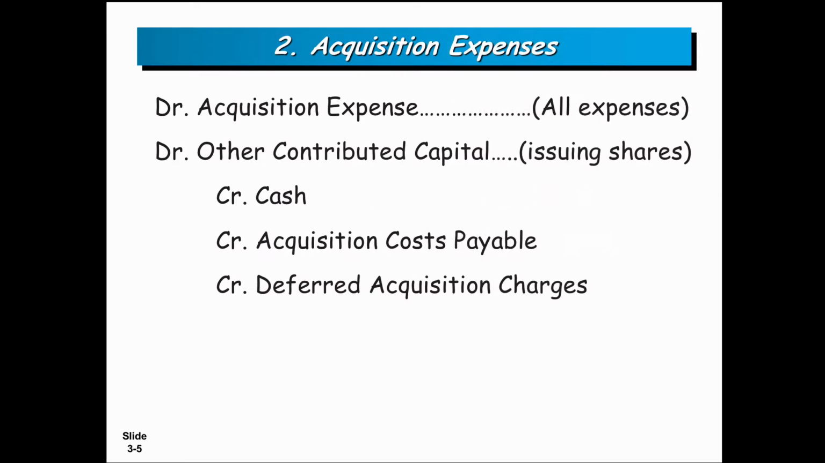Then, if the parent company is paying any expenses like consultation, then we debit acquisition expense. This includes all the expenses we pay to the different parties. But for the registration of the new shares, we debit other contributed capital or additional paid-in capital. And then we credit cash. If there is any payable for the acquisition expense, we credit acquisition cost payable. And then if something is to be paid in the future, we credit deferred acquisition charges. So this is mainly for all the related expenses of the acquisition.